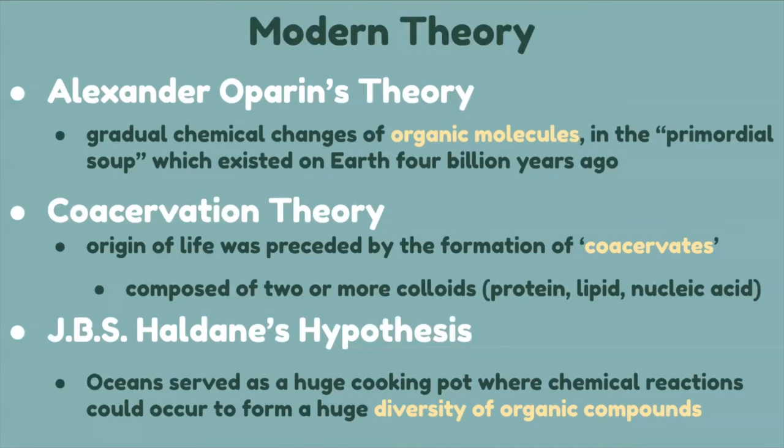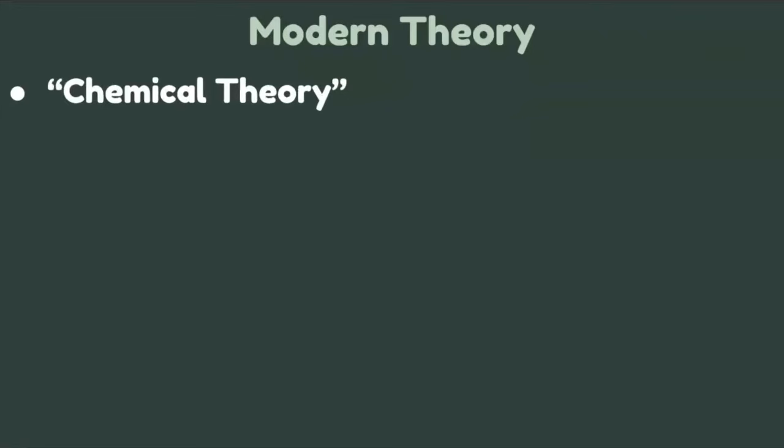Later on, Oparin published the book The Origin of Life in 1936. So Oparin explained the origin of life from non-living materials through the chemical evolution of life. You have to remember that Oparin's theory is called the naturalistic theory or the theory of coacervates. Okay, so now let's talk about the chemical theory.